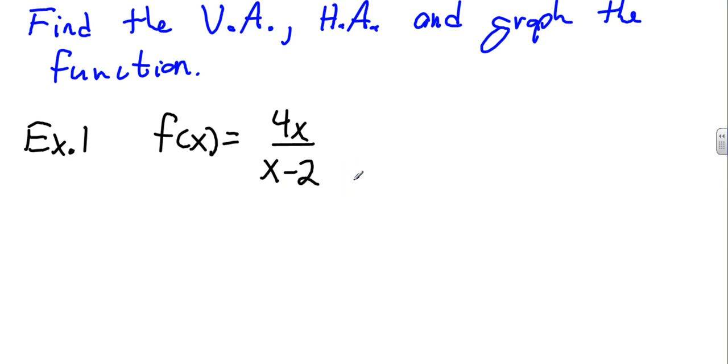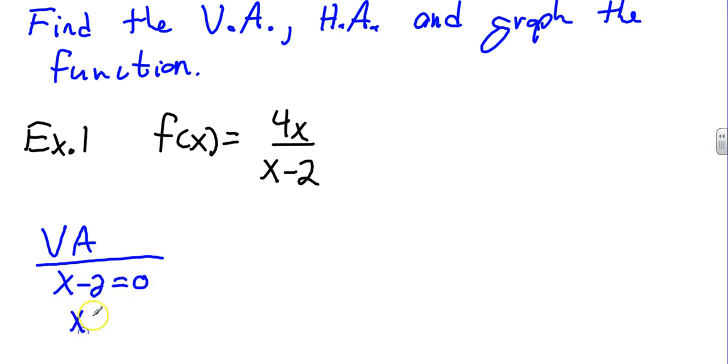So let's go with 4x over x minus 2. Okay, so very first thing we've got for the vertical asymptotes, that's just taking your denominator equal to 0. That one's pretty straightforward. Add the 2 to both sides, we've got x equals 2.